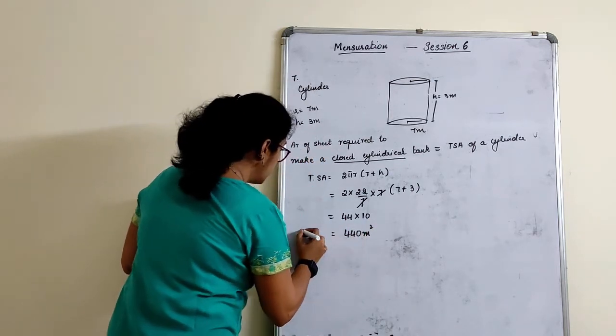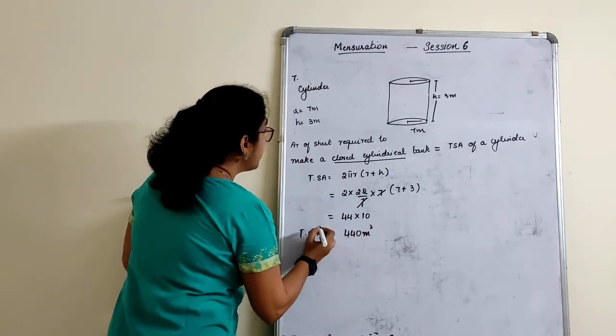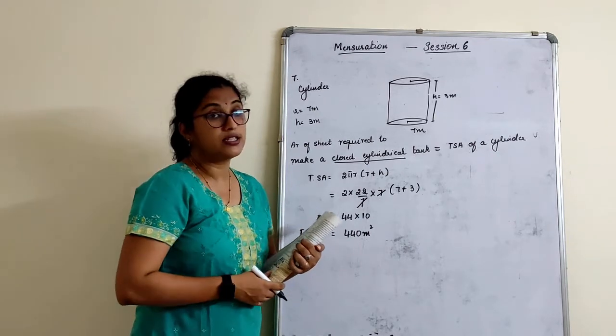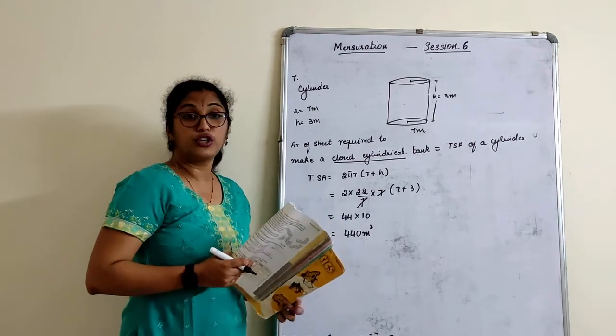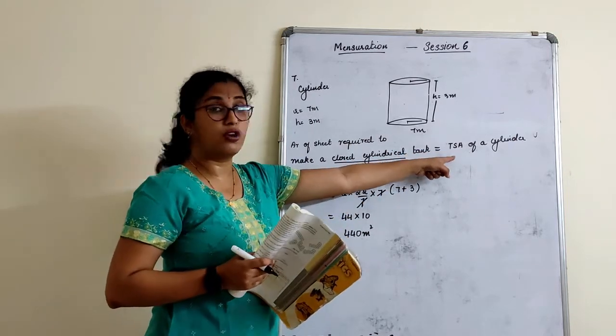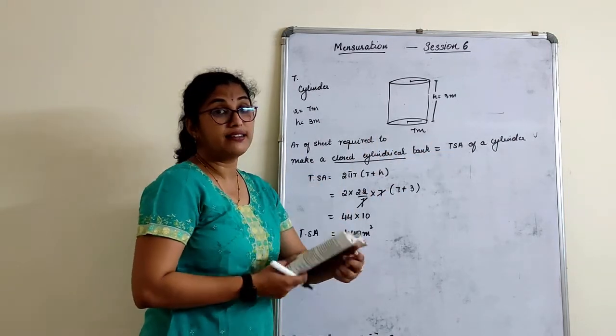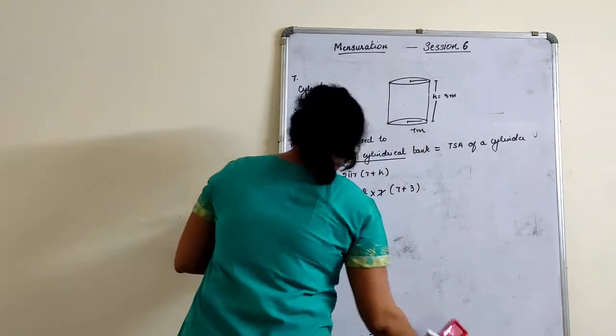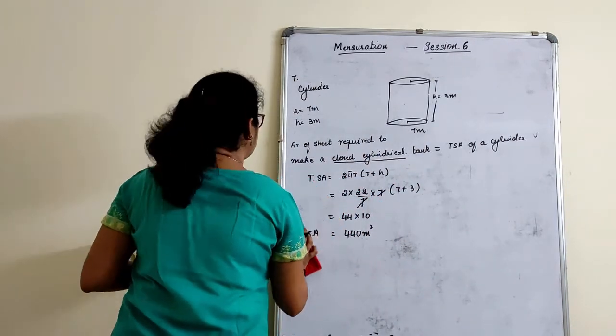So what is the question there? Area of sheet required to make a closed cylindrical tank is 440 meter square. A very direct question, but you need to know what. So identify and write the correct thing here. We'll move to the next one.